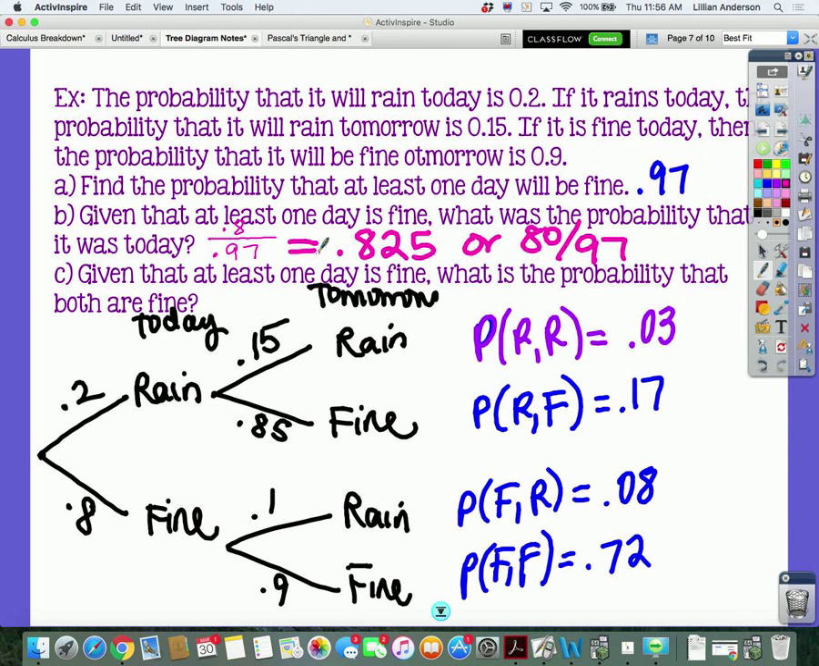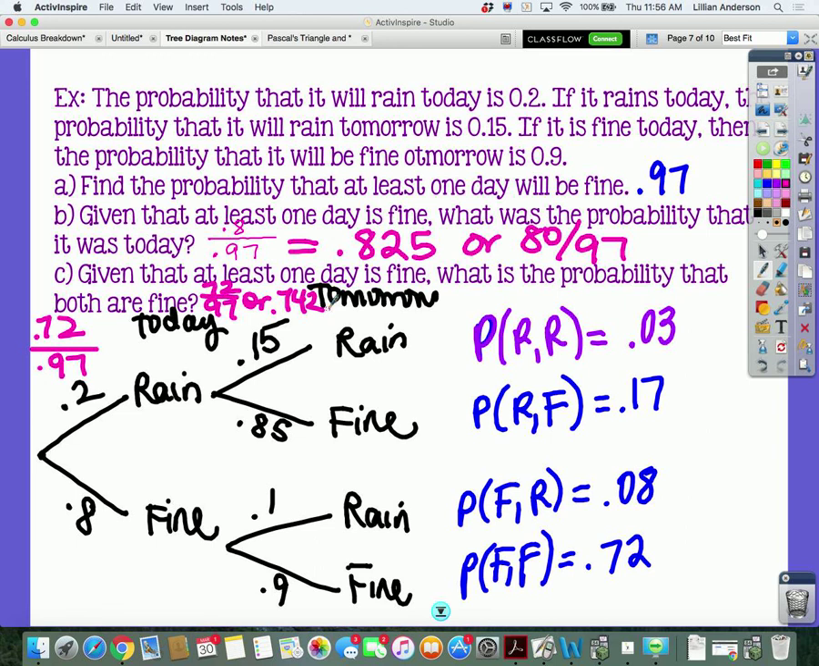Now, C says, given that at least one day is fine, so again, we have another 0.97 at the bottom. What is the probability that both are fine? And that's your numerator. So you wouldn't want to leave it like this. You would actually want to divide them to get one decimal or a nice clean fraction. You'll get 72 over 97 or 742. Did you round it correctly?